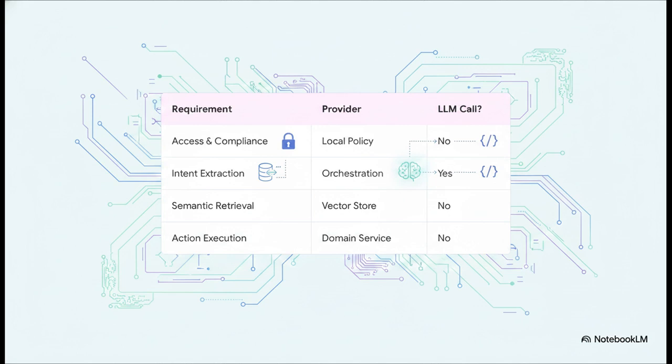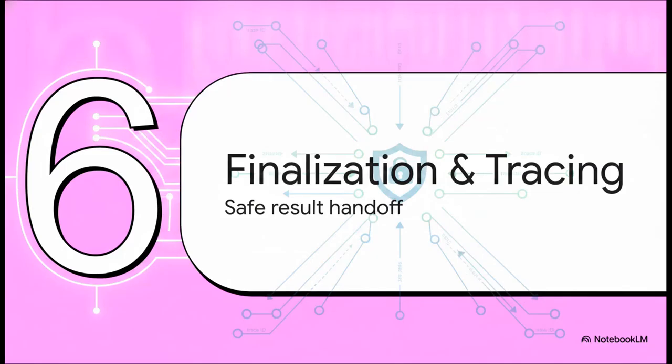Action execution? Purely local Java execution of your Spring domain service. Intent extraction is really the main one requiring an orchestration LLM. It shows exactly which boundaries trigger an LLM, an embedding model, or just your local code. So one single orchestration request might make 0 provider calls, 1 call, or several, depending entirely on the specific boundary. Finally, we reach Section 6, Finalization and Request Tracing.